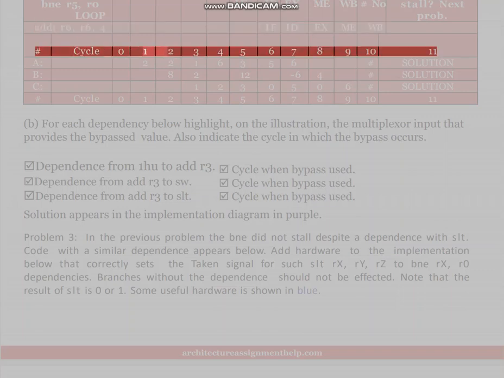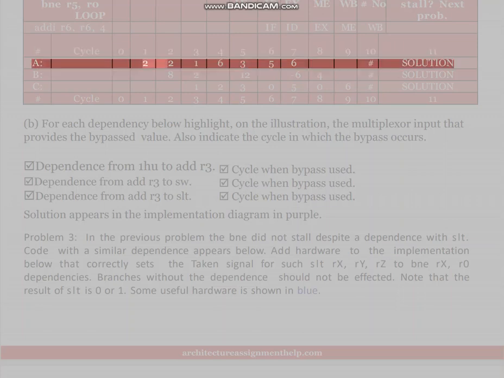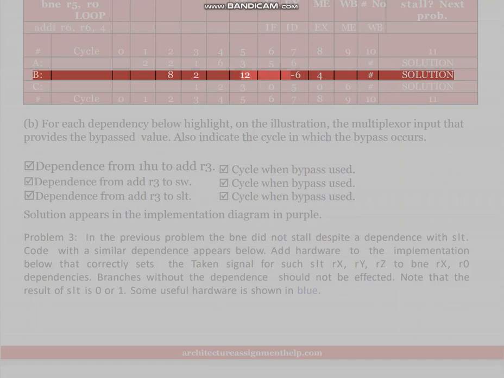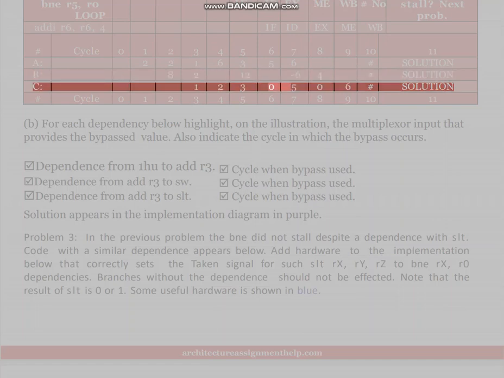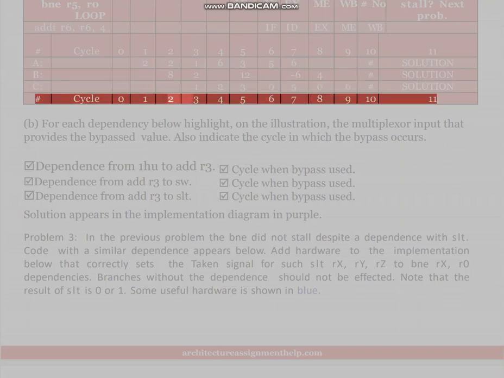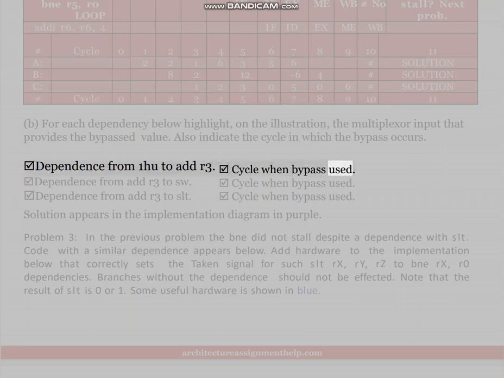Hashtag cycle 01234567891011A, 2216356 hashtag solution B, 8212-64 hashtag solution C, 1230506 hashtag solution hashtag cycle 01234567891011. Dependent cycle when bypass used.